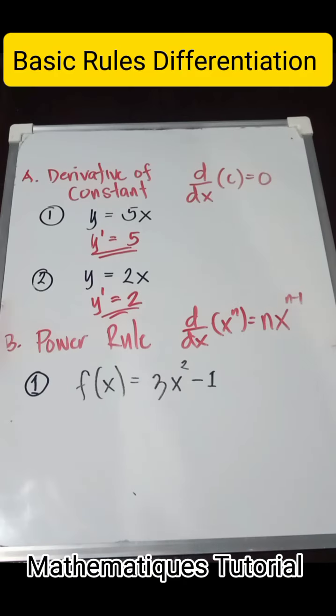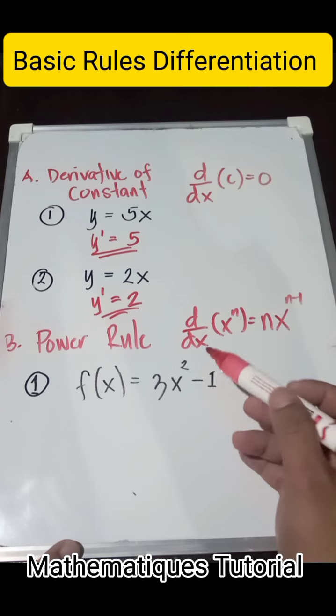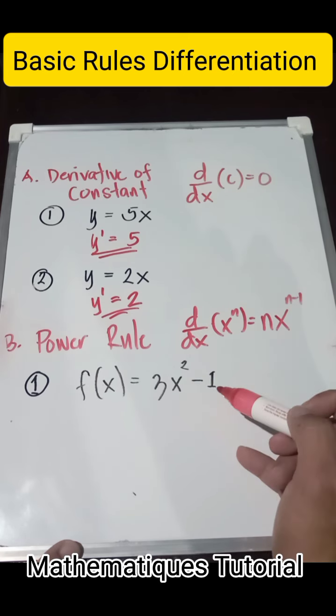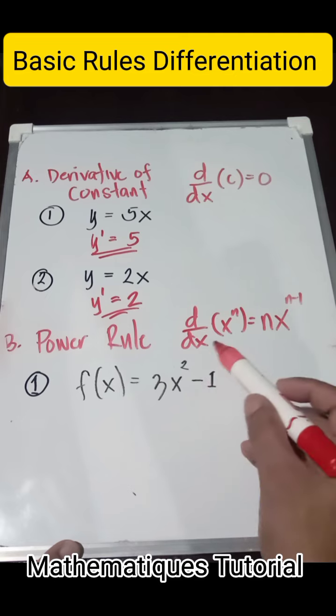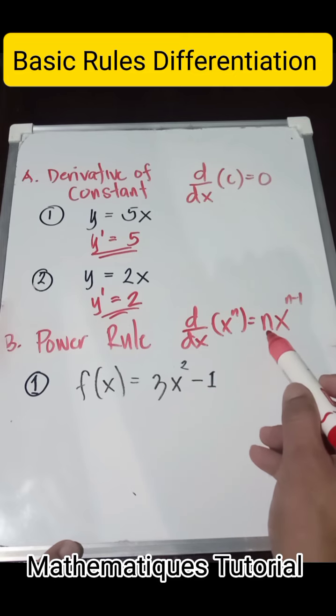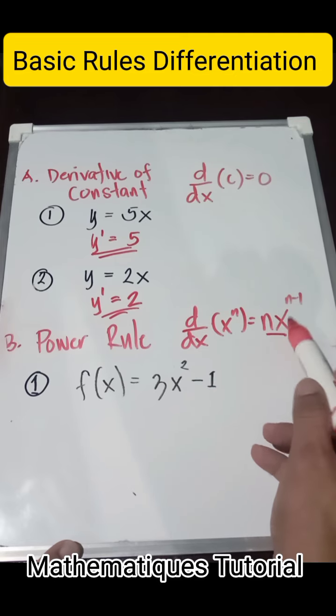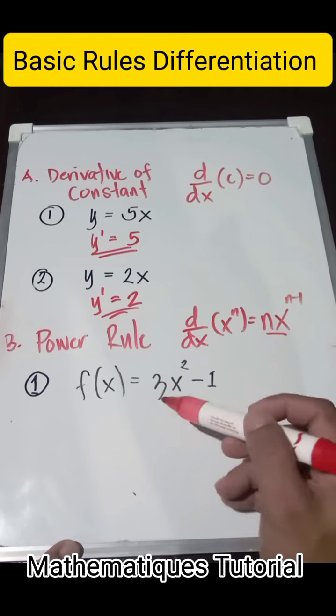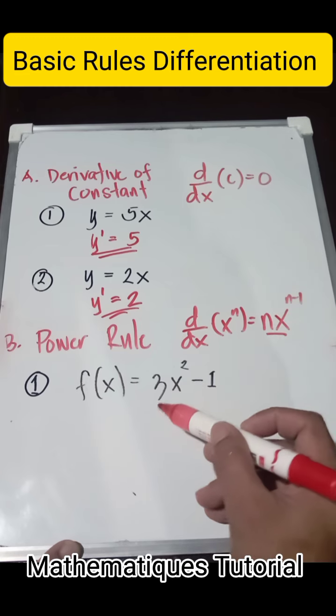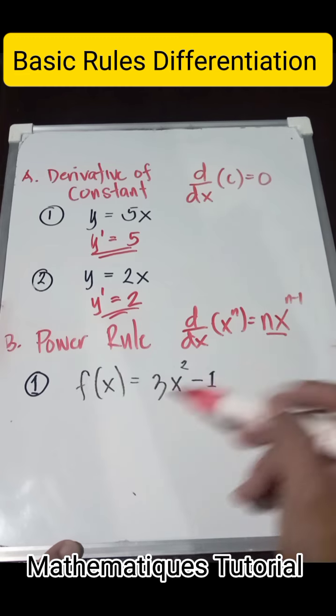So we have problem number 1. f of x equals 3x squared minus 1. So we're going to find the derivative of 3x squared minus 1. By using this formula, n times x raised to the power of n minus 1, we have n here is 2, since this is the exponent.